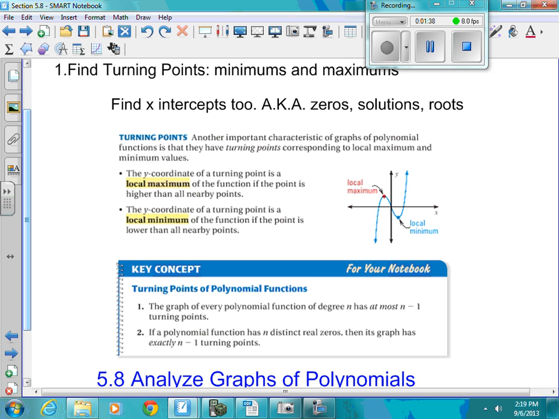The y-coordinate of a turning point is the local maximum of a function if the point is higher than all the nearby points. And it's a local minimum if it's lower than all the nearby points. The reason why we call it a local max or local min and not just a max or min is that, as you can see, the graph continues on in either direction, and we can find points when we stretch further left or right that are larger or smaller than the local max and min. So that's why they're just called local maxes and minimums.